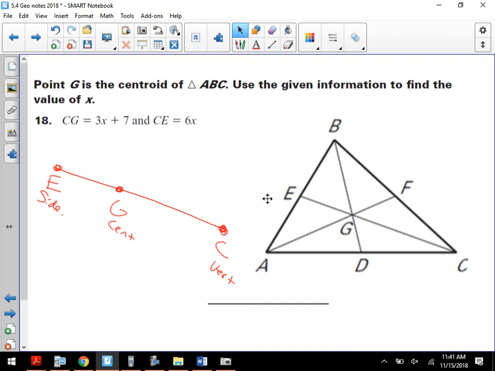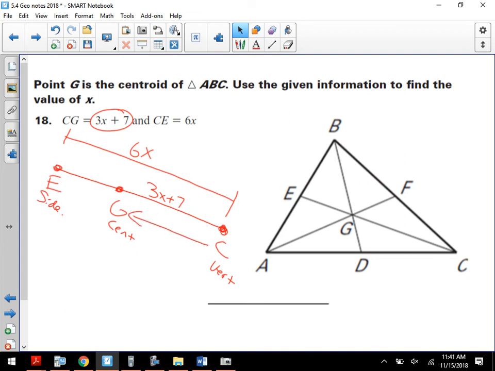All right. This part, CG, is 3x plus 7. The whole thing is 6x. What parts do you know? You know vertex, the centroid, and you know the whole thing. Which of those 4 do you use?